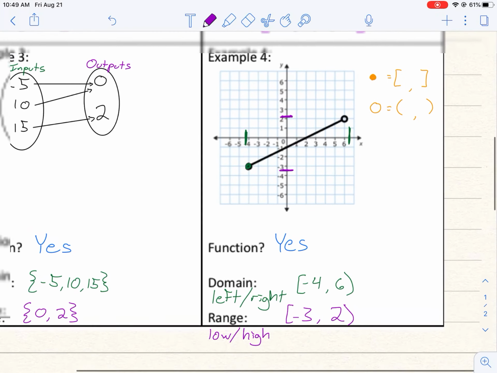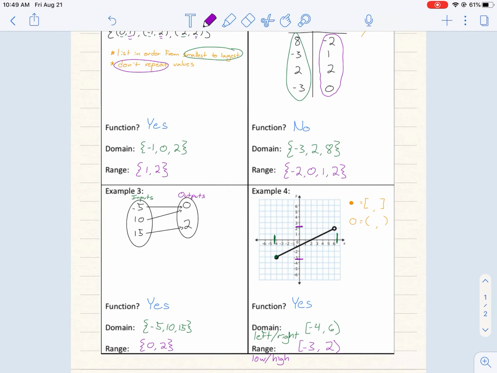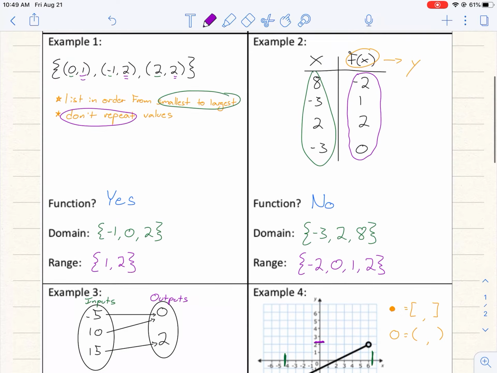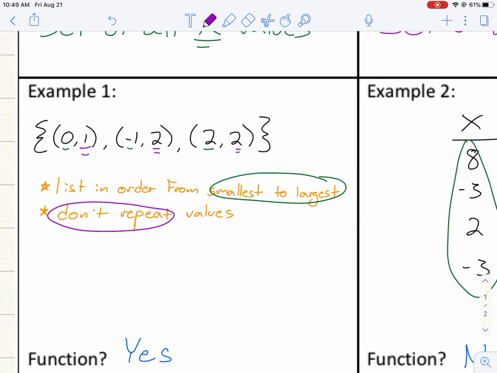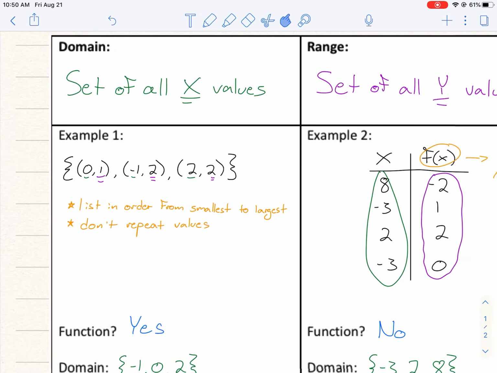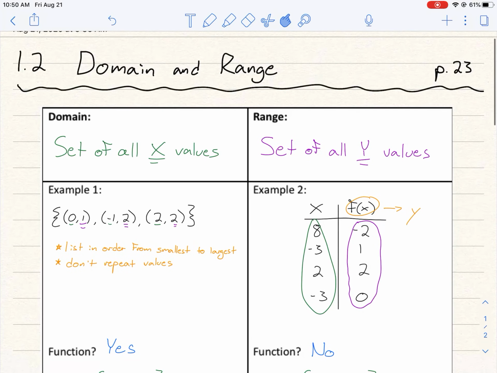We will investigate domain and range from graphs more in a later video, but for now, this is a good introduction of how you are reading domain and range. So the big takeaway: your domain is all of your x values, and your range is all of your y values. And remember the important notes here: list it from smallest to largest, and don't repeat any values. So copy this down into your notebooks, and we'll be using this the next day in class.